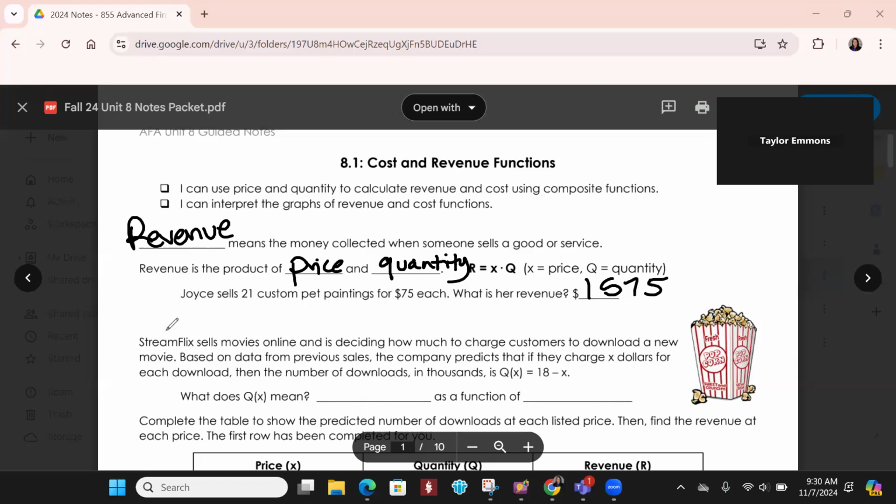Total what? Quantity. So Q of X is going to be the quantity. What does quantity mean? How many? Number, how many? As a function of the price. So when we say Q of X, we're saying quantity of the price. Yes, no, maybe. You gotta be able to interpret. There's a lot of reading. Welcome to word problems.